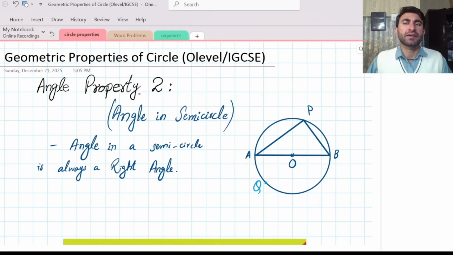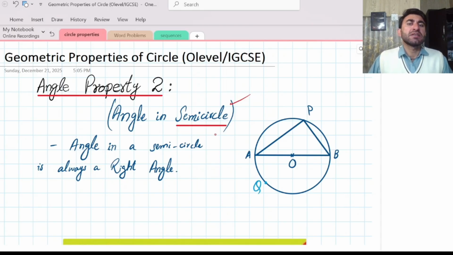Hello and welcome back. In this video, we are going to discuss the second angle property, and that is about angle in a semicircle. First of all, what is a semicircle? A semicircle is basically half of a circle. A diameter divides a circle into two halves, and those are known as semicircles. So this property states that the angle in a semicircle is always a right angle, meaning that it is always a 90-degree angle.